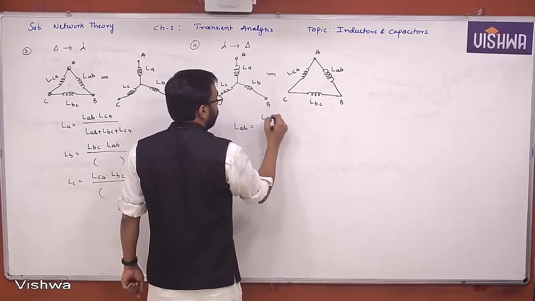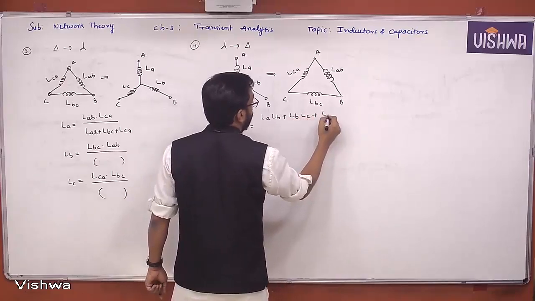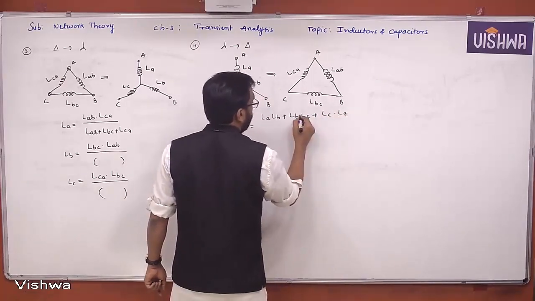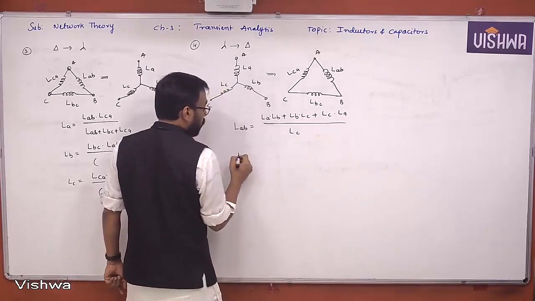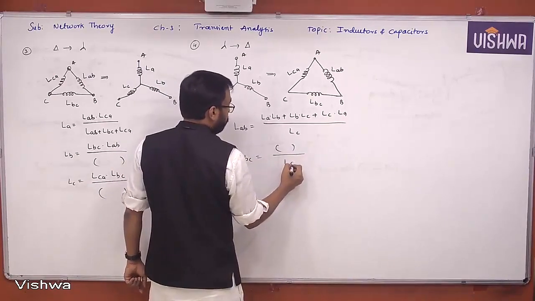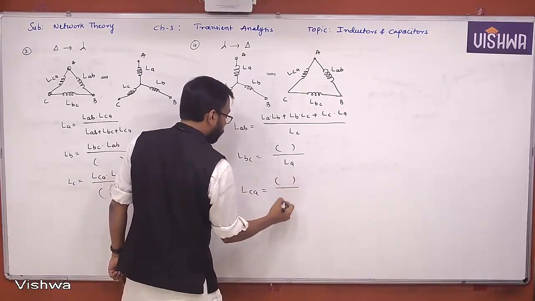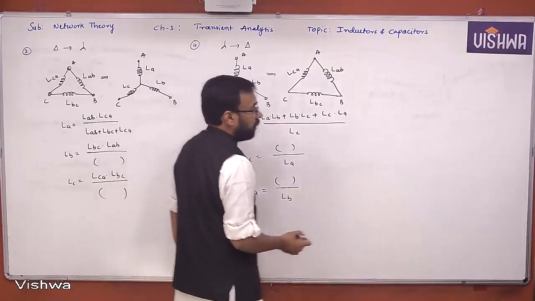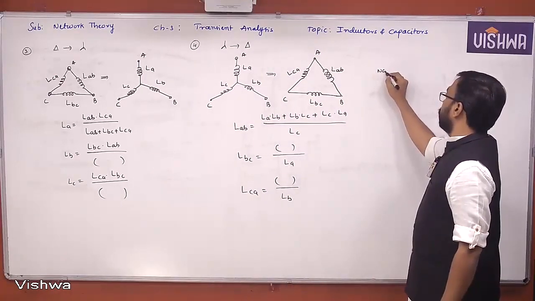I'm just writing the formula. Divided by LC. LBC, the numerator is the same. LA. LCA, the numerator is the same. LB. So these are all the formulas for star to delta or delta to star.